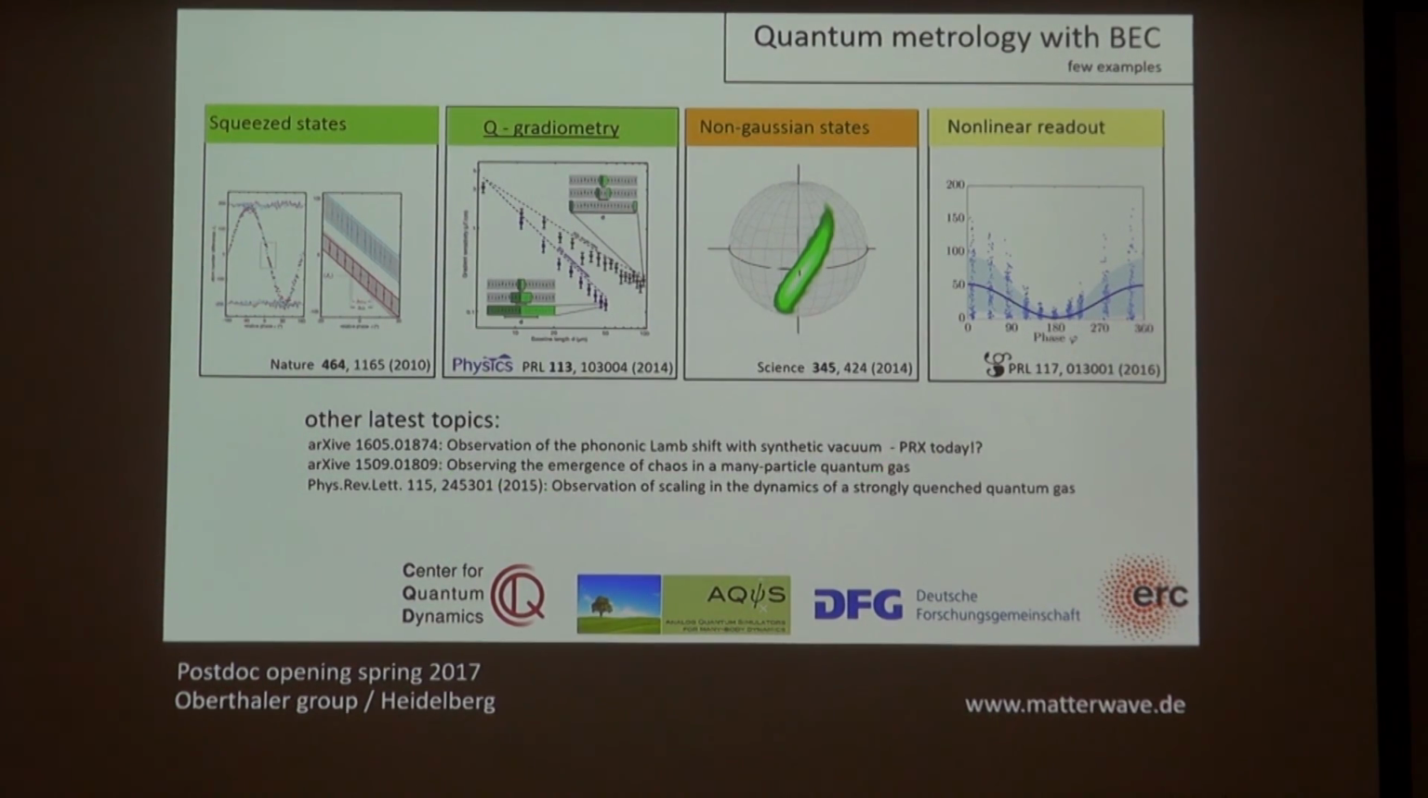We did some work on emerging chaos in many-particle systems by showing the Poincaré-Birkhoff scenario. And we have observed universal scaling behavior in the dynamics of strongly quenched BECs, two-component Bose quantum gases. And this is actually a route I want to pursue further and also look for entanglement generation in these extended systems.